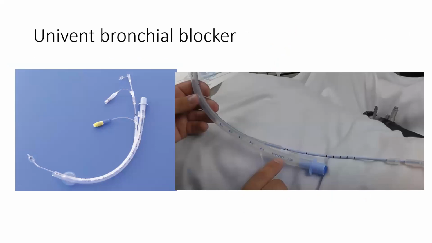This is another type of bronchial blocker, the Univent bronchial blocker, in which the bronchial blocker is incorporated with an ETT. There are two lumens, one lumen for ventilation and the other lumen for the bronchial blocker. Placement of this bronchial blocker will also require guidance from the fiber optic bronchoscope.